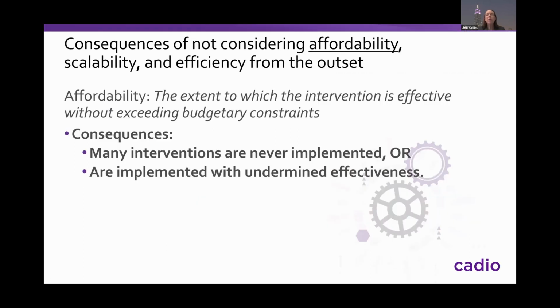So let's consider the consequences of not considering affordability from the outset. We're going to define affordability as the extent to which the intervention is effective without exceeding budgetary constraints. So you might have some identified upper limit on the per person cost of an intervention, for example, and you want an intervention that will not exceed that limit. So what are the consequences of not considering that from the outset?